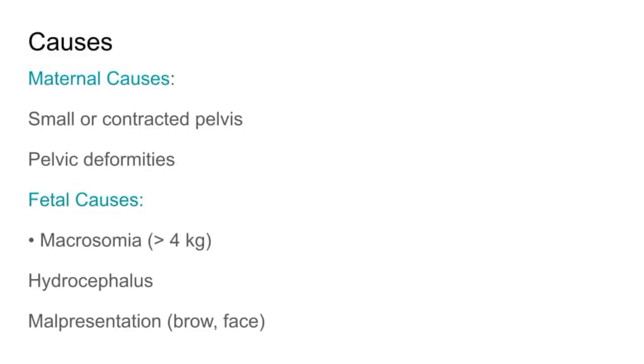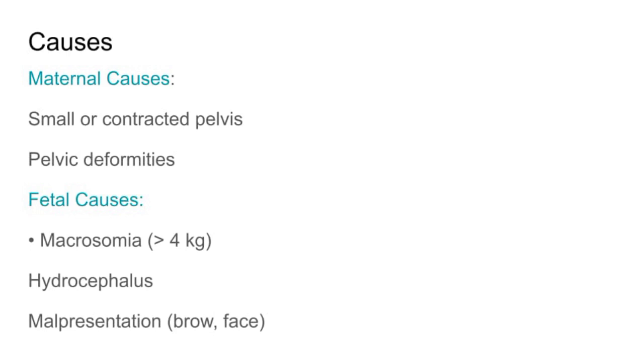Next one is the cause. The cause can be classified into two: maternal and fetal causes. What do you mean by maternal causes? Due to abnormalities of the maternal pelvis, that is, small contracted pelvis and any other pelvic deformities. Then moving to the fetal causes, like macrosomia, which means the baby weight is more than 4 kilogram. Then hydrocephalus, which means the baby's head is too large, and malpresentation such as breech presentation. These are the causes of cephalopelvic disproportion.